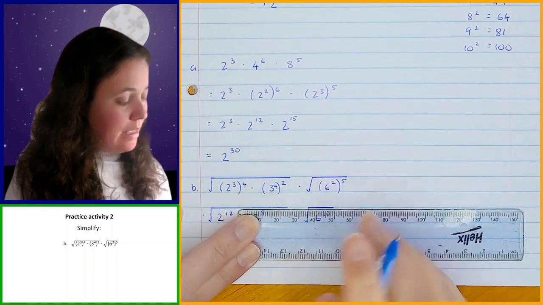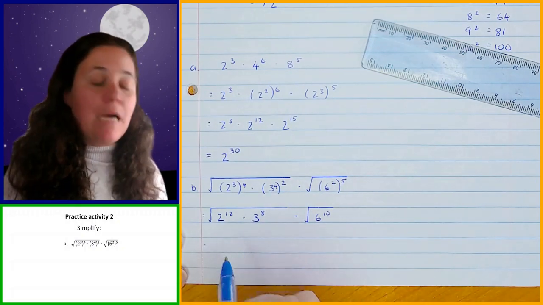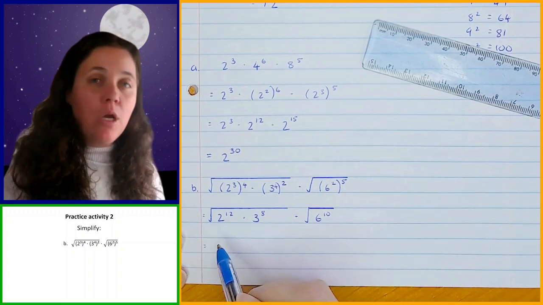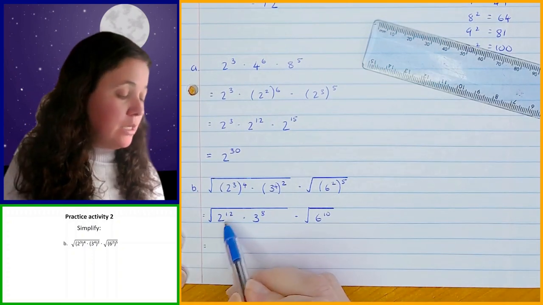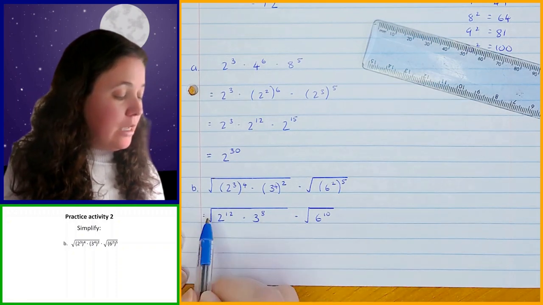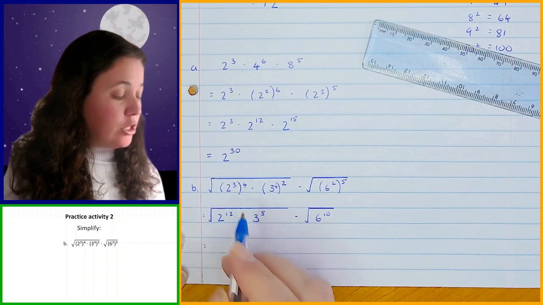Okay. And now we're going to get rid of our square roots. Our rule says that when we are taking the root of a power, we take the exponent and we divide it by the root's index. In this case, you can't see the index of the root because it's a square root, so it's a 2. So I'm going to divide by 2.